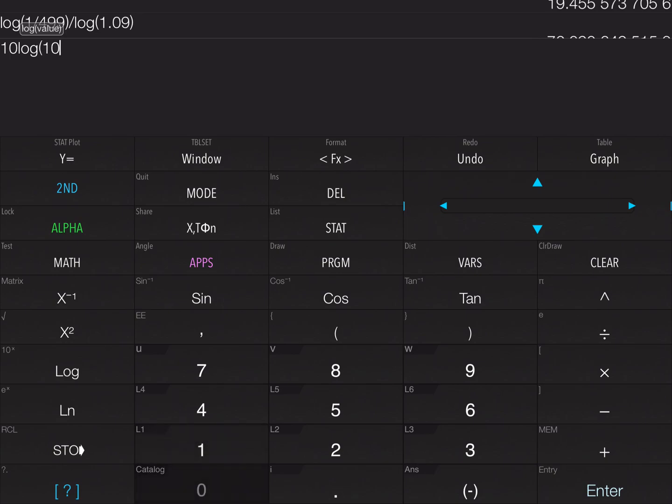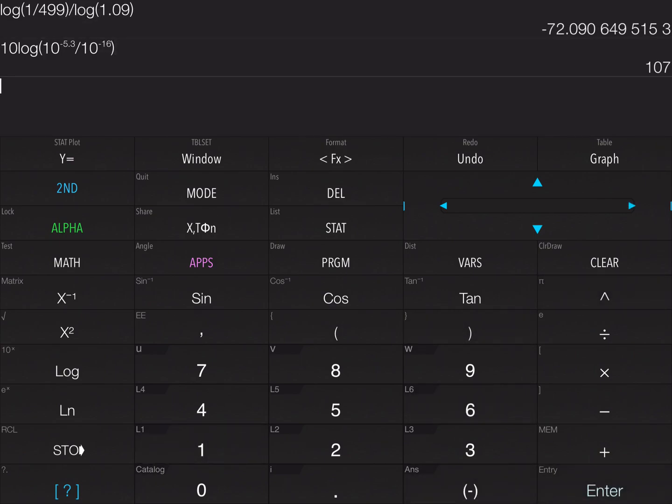Let's go 10 to the, and you use your negative, not minus. That's usually what caused me problems the first time I got something weird. Divided by 10 to the negative 16. That should be it. There's my 107. Okay, so that's an easy way to check.